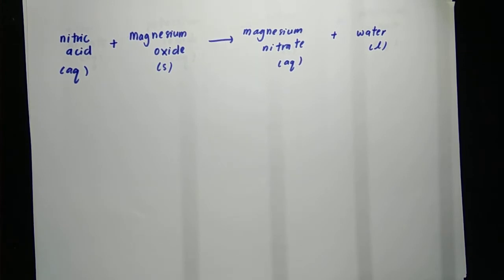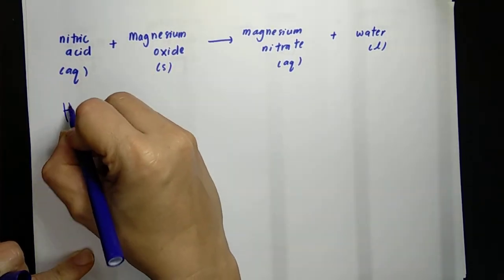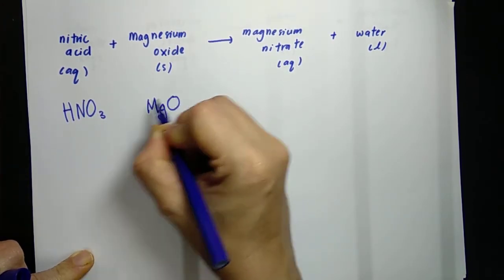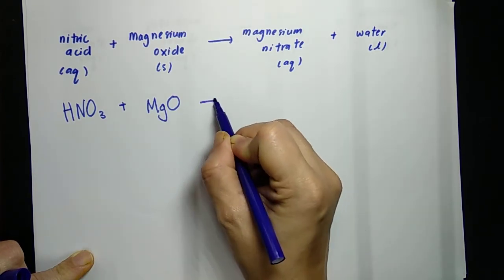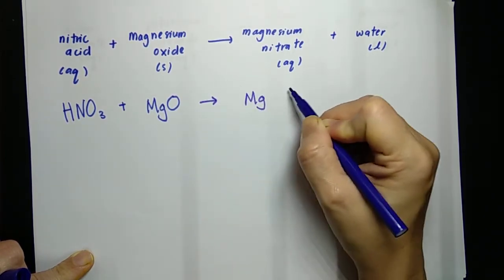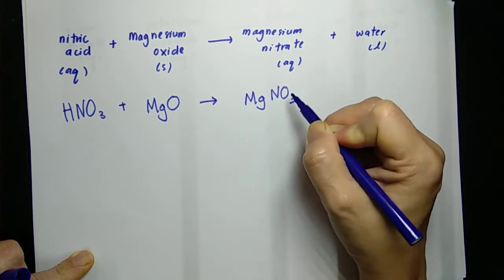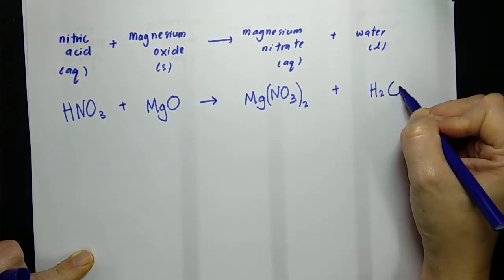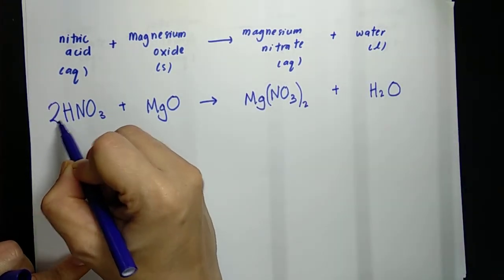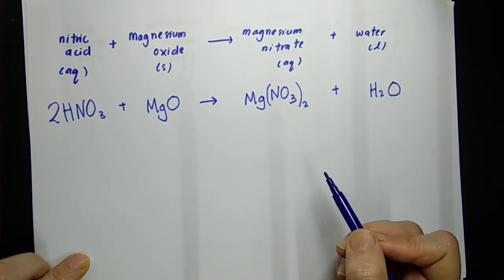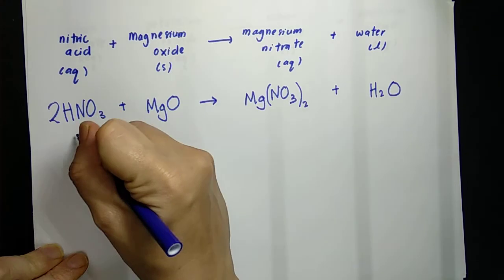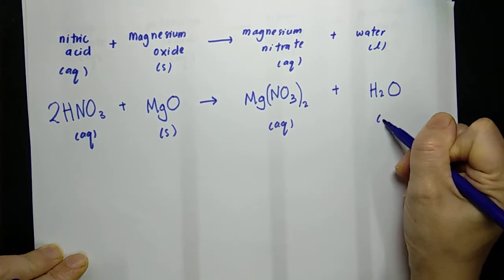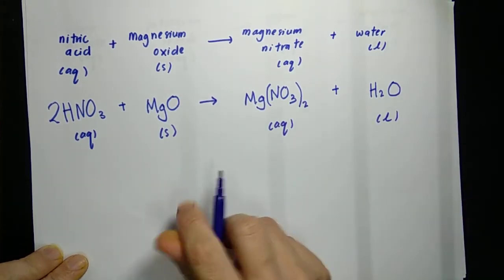Nitric acid and magnesium oxide. Nitric acid, HNO3. Magnesium oxide, MgO. Magnesium nitrate, Mg(NO3)2, and water. Balance the equation too. Got that? Now let's see. This is aqueous, this is a solid, this is aqueous, this is a liquid. There are a few ways of doing this.